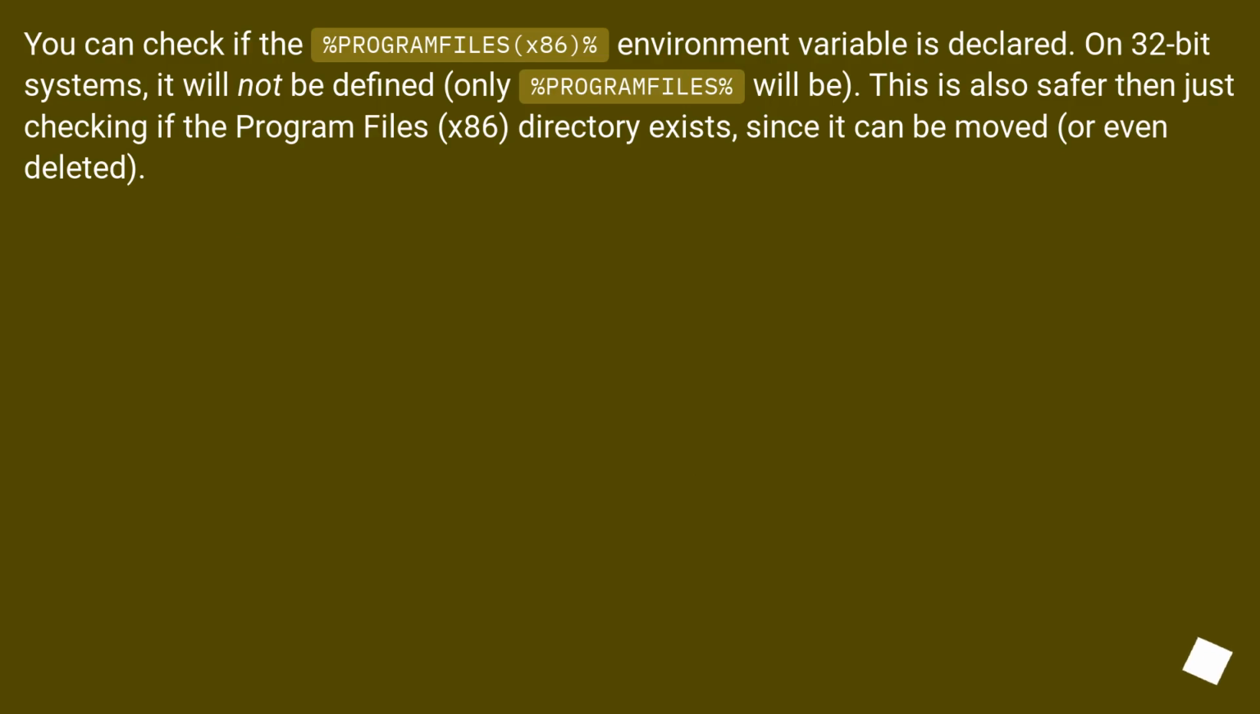You can check if the %ProgramFiles(x86)% environment variable is declared. On 32-bit systems, it will not be defined. Only %ProgramFiles% will be. This is also safer than just checking if the Program Files (x86) directory exists, since it can be moved or even deleted.